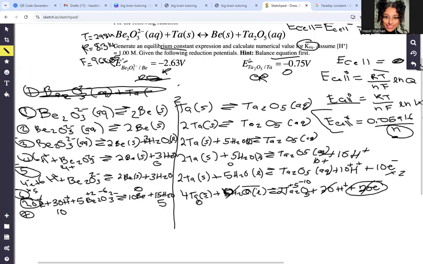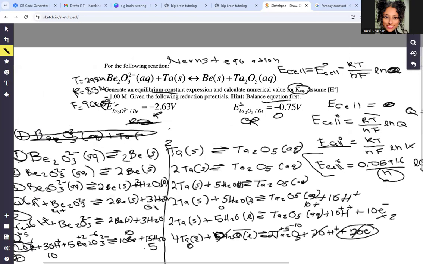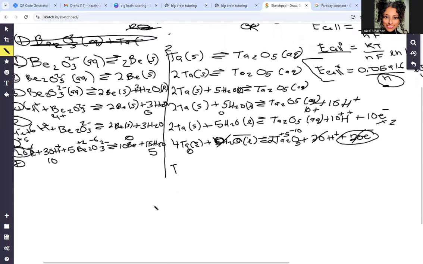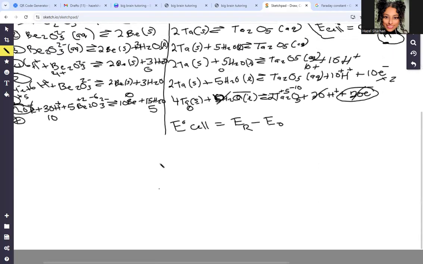And what's the equation for E of the cell? Well, it's right here. Let's take care of that right now. How do I get more space? Right here. So the equation for E of the cell is E of the cell equals reduction minus oxidation, or cathode minus anode. Let me go back up here.